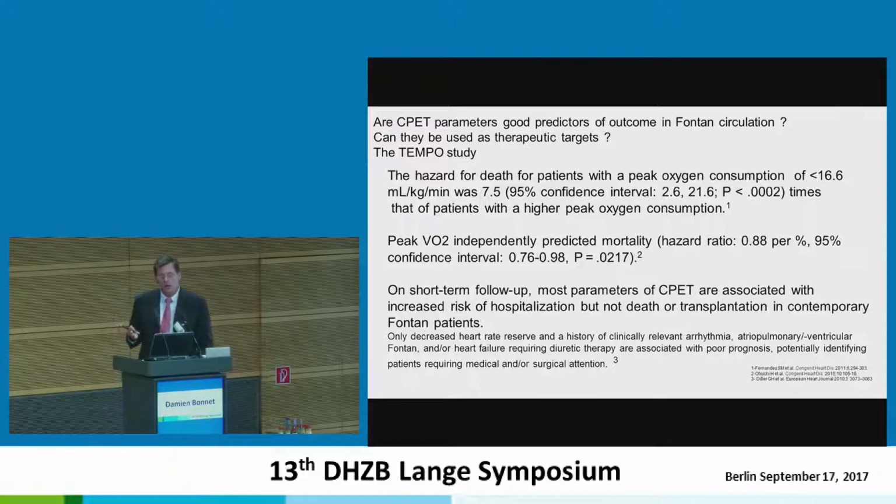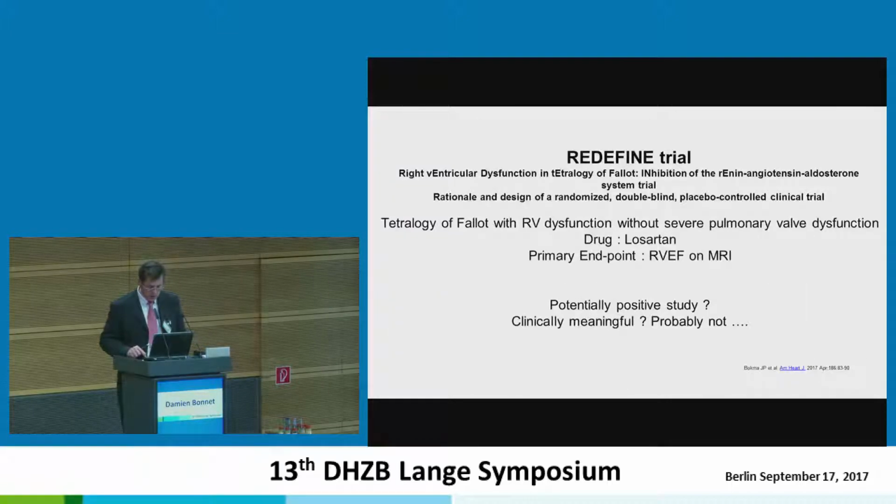But what we know now, if you analyze a posteriori, you can see that if you increase your VO2 and if you start very low, then you improve mortality. And it is true in Fontan that peak VO2 is a predictor of outcome, and that in the short term, if you improve your CPET, you reduce your risk of hospitalization for failing Fontan. Maybe not death, because the study was not powered for that.